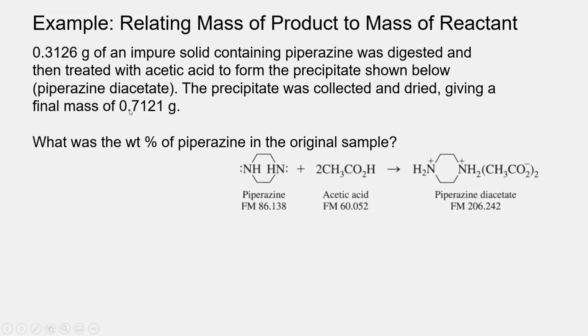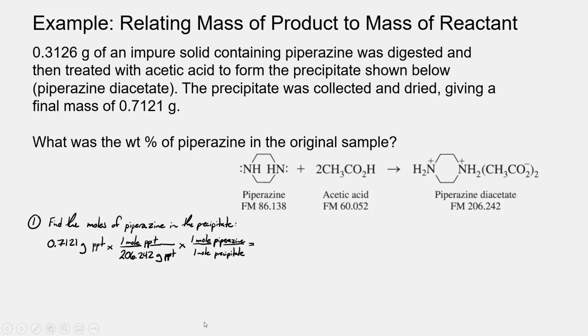All right, so the first step will be the same as ever. We know the mass of the final precipitate, 0.7121 grams. This is the chemical formula of the final precipitate over here. More importantly, we know that its molar mass is 206.242 grams per mole. Every mole of the precipitate contains 1 mole of the piperazine because 1 mole of piperazine complexes with 2 moles of the acetic acid to make 1 mole of this product. Therefore, we want to find the moles of piperazine in the precipitate. We'll take the 0.7121 grams of the precipitate. I often abbreviate precipitate just PPT, so add that to your lexicon. I'll use that a lot. Instead of using the chemical formula, I'm just saying the precipitate because the chemical formula is pretty long. It's easier to just write precipitate.